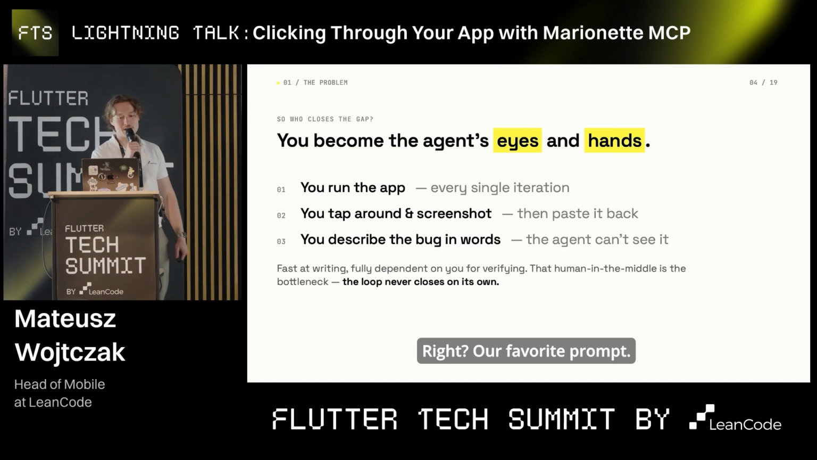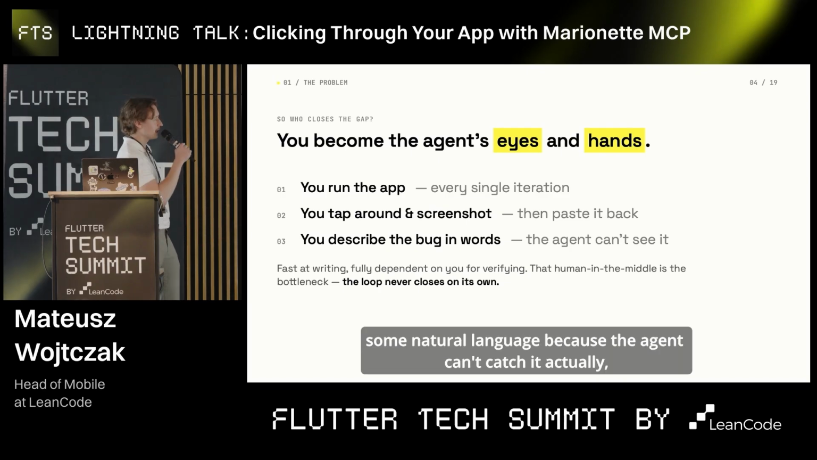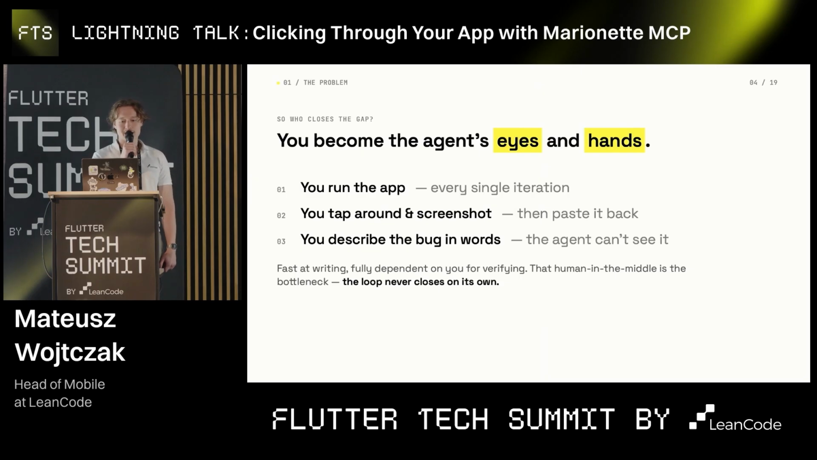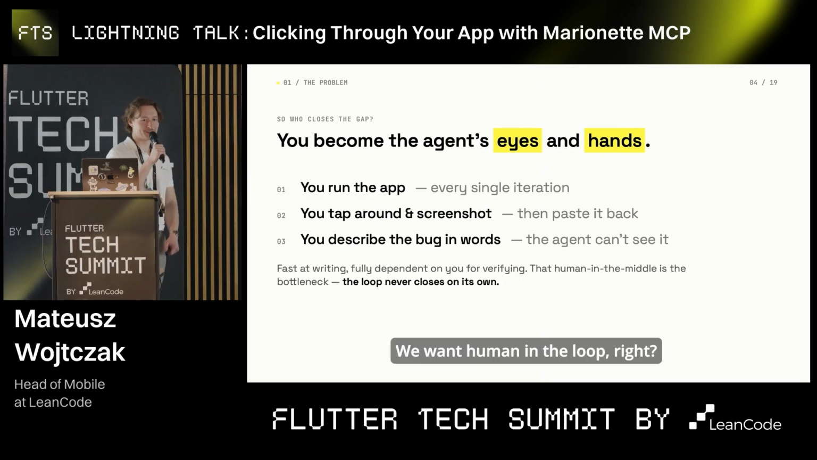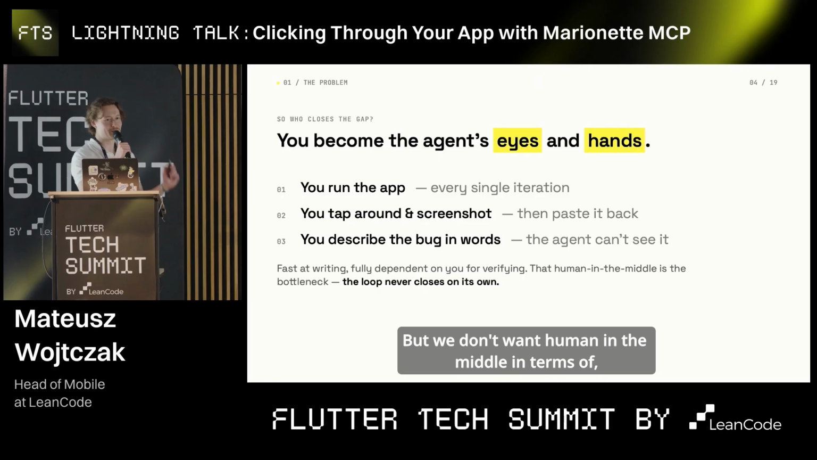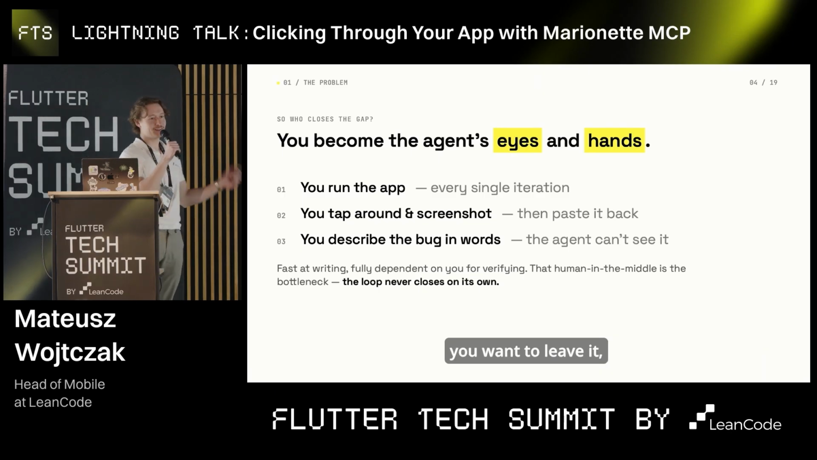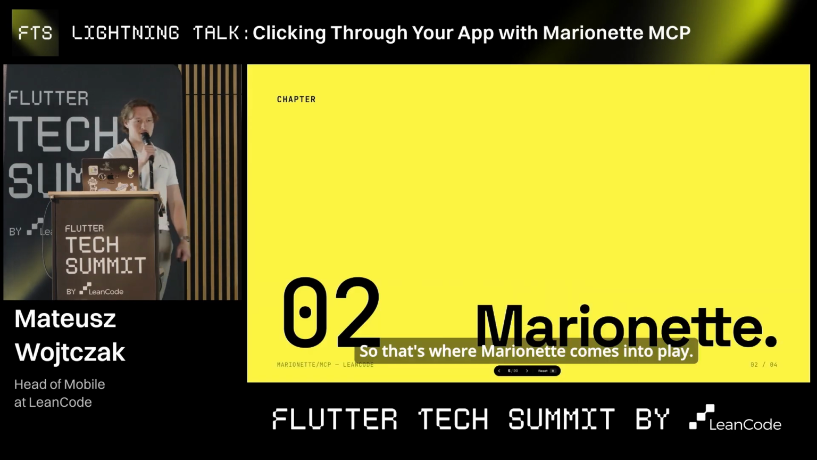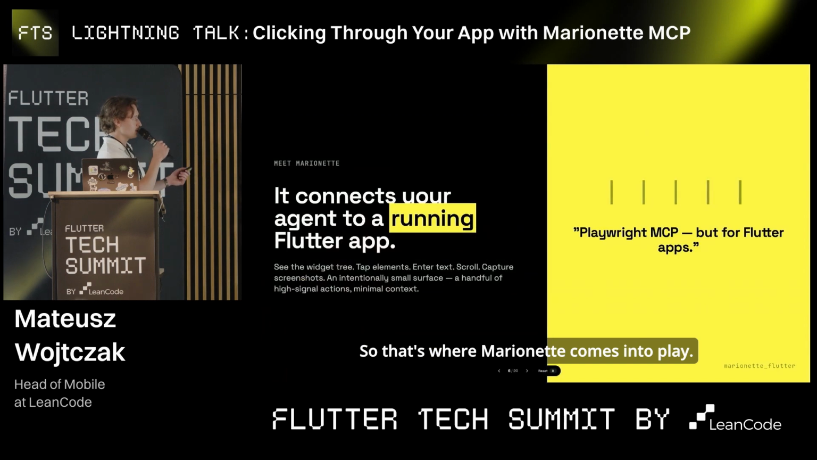Our favorite prompt. And then again, if there's a bug, you probably describe it in some natural language because the agent can't catch it actually, and it doesn't know what's on your mind. So we want human in the loop, right? But we don't want human in the middle, in terms of you want to leave it, go grab your coffee, and you want the agent to be able to just verify itself. So that's where Marionette comes into play.